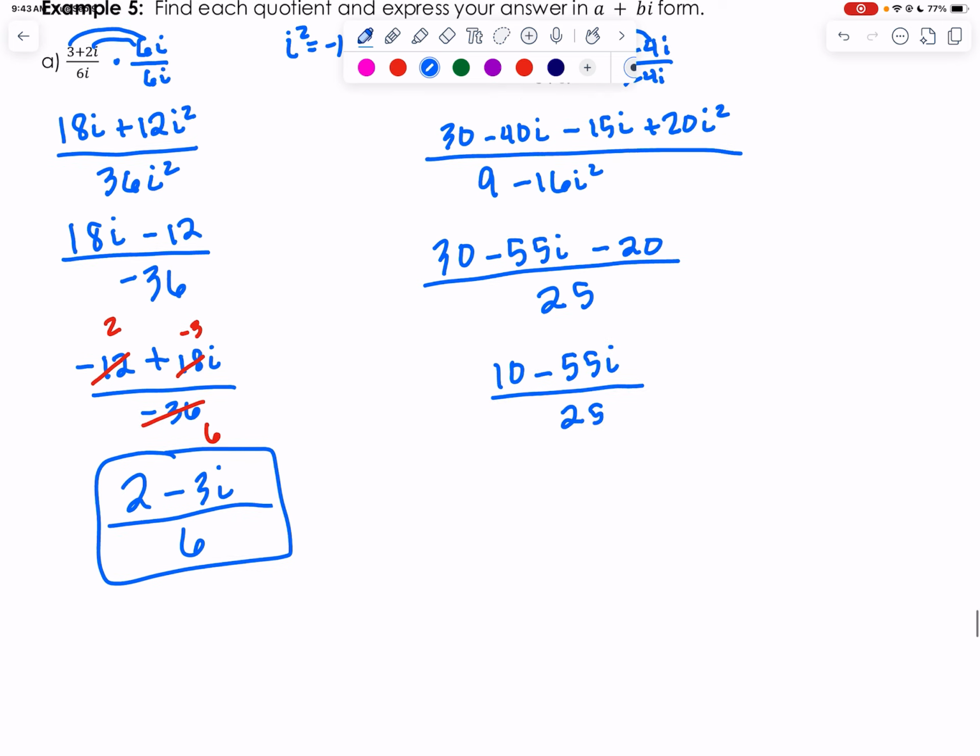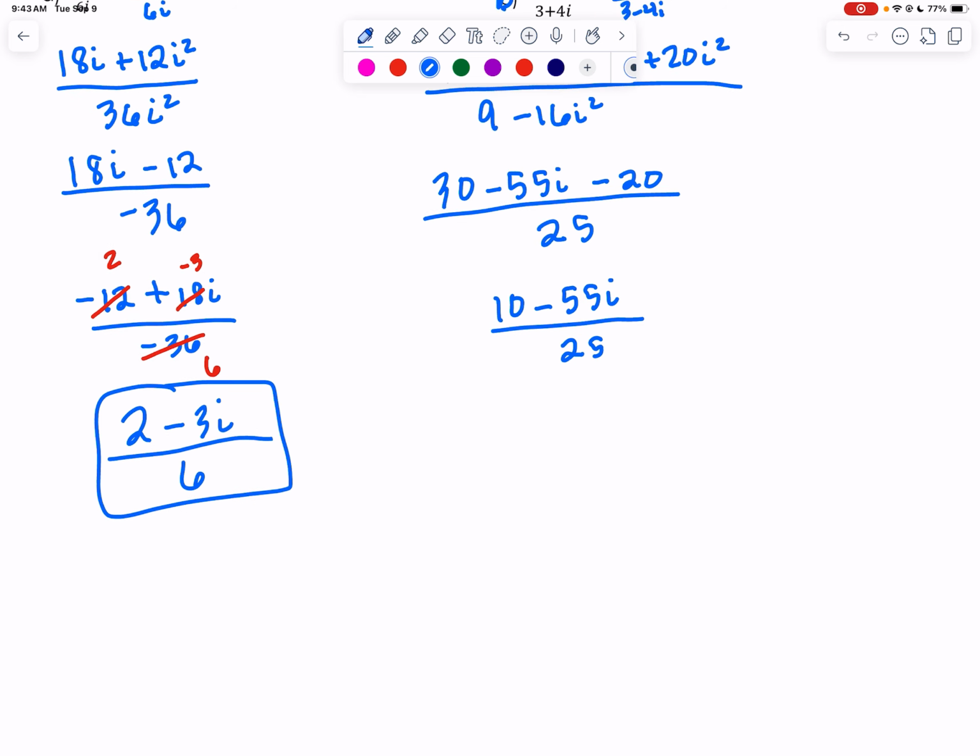Now I'm hoping you will notice, again, if you left it like that, if you were my student, I would totally accept that answer. But I'm hoping you can see that all of those terms have a common factor of 5. So 10 divided by 5 is 2, 55 divided by 5 is 11, and 25 divided by 5 is 5. So this would be 2 minus 11i over 5. That would be the simplest form of that expression.